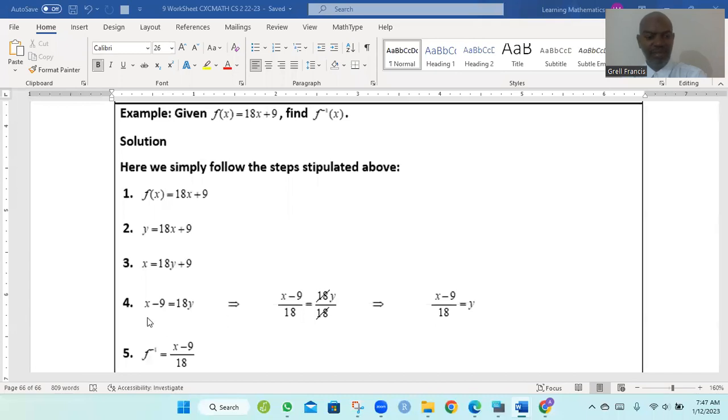So in this example, you have 1, 2, 3 steps to get y by itself. The first step, as you can see, y is subtracting now on the left side. Let's go back to step number 3. You have 18y plus 9, so you have a plus 9 on the right side. So the plus 9 now was cancelled out. It was subtracted so that you can get a negative 9 on the left side. Let's just take a quick look as to how this was done.